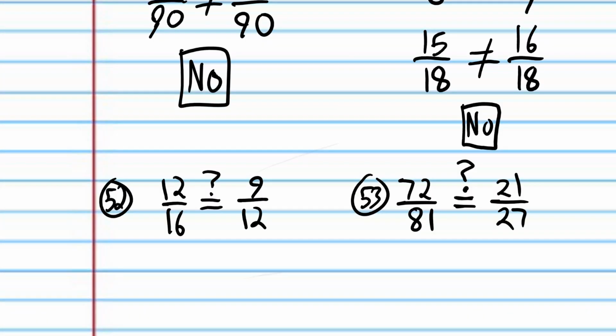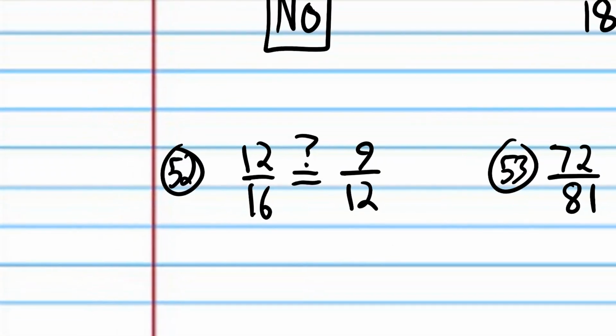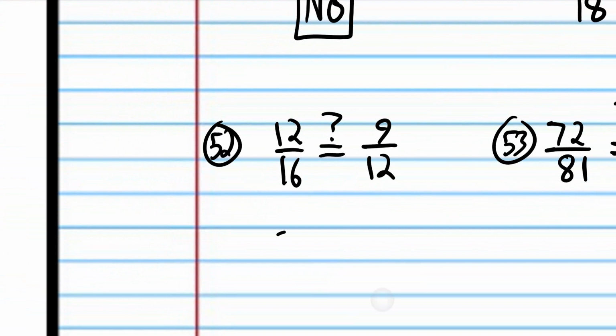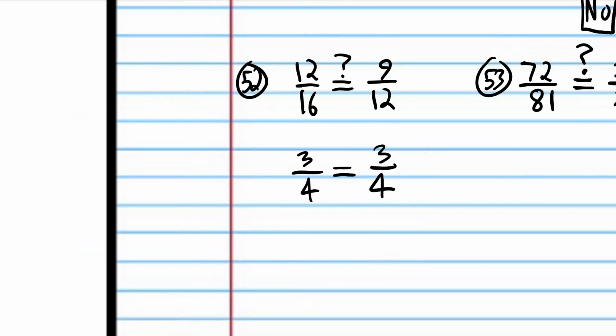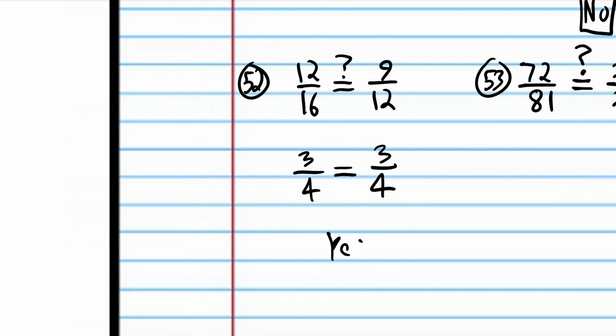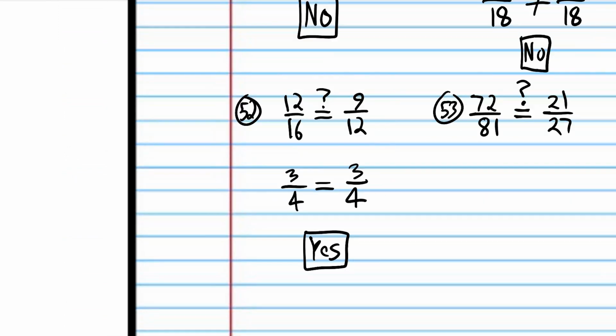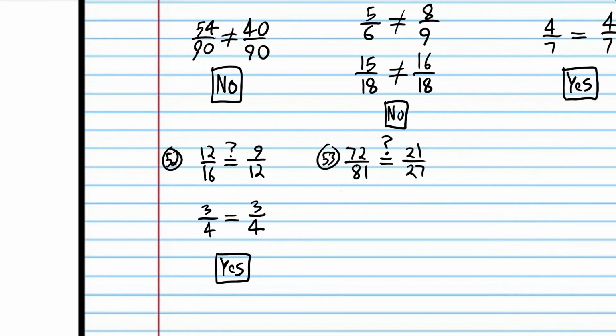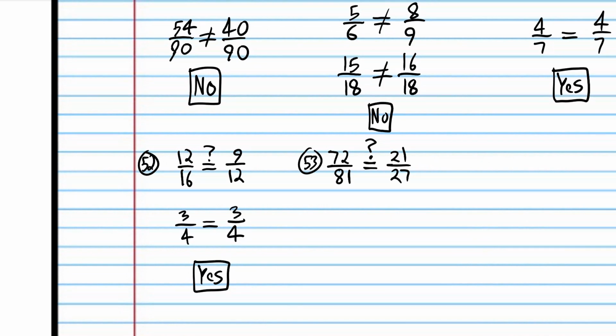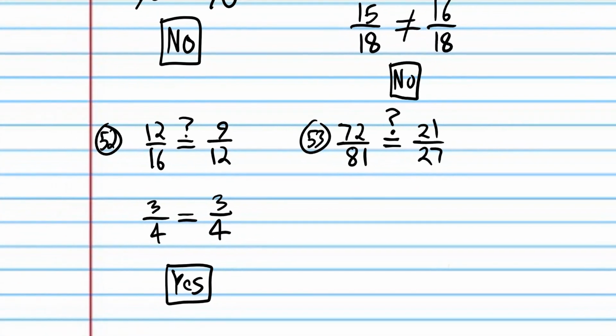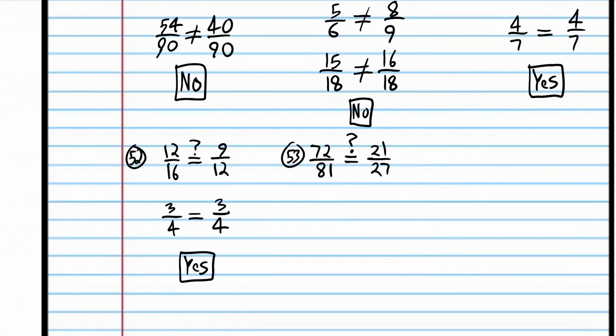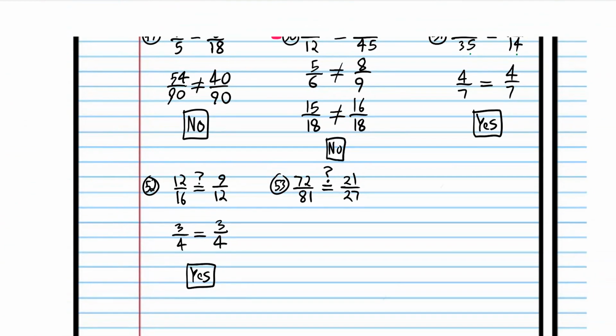All right, we're back. I'm going to divide both sides of 12/16 by 4, and we get 3 over 4. I'm going to divide both sides of this fraction by 3, and we get 3 over 4. So it looks like that is a true proportion, or a correct proportion. Now we're going to 53. Go ahead and try number 53, and when you come back, we'll do it together.